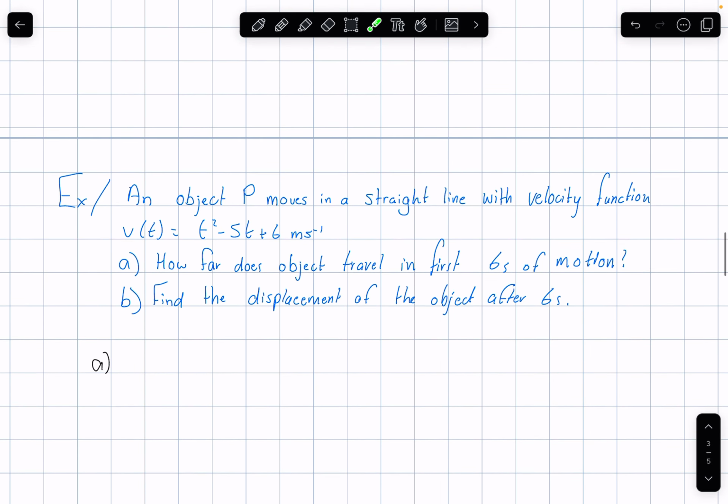So an object P moves in a straight line with velocity function v of t equals t squared, take 5t plus 6 meters per second.